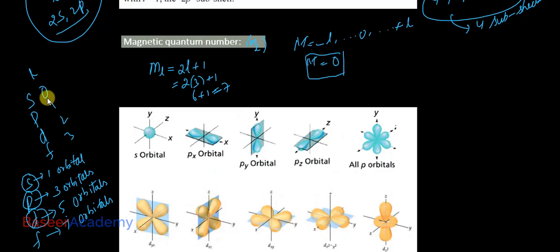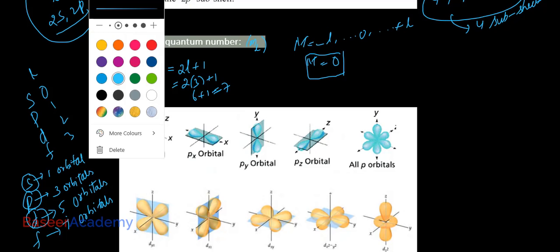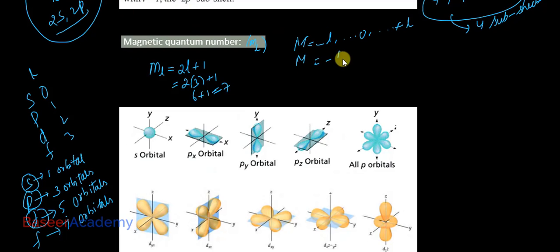If the value of l is that of p, then what are the values of m? m can take values from -1 to +1, right? So m will have how many values? 3 values. So p subshell is split into 3 orbitals. In the same way, if l value is 2, what are the values here of m?